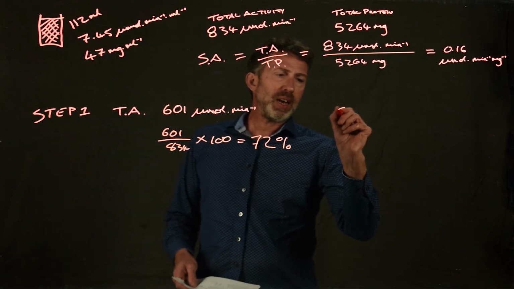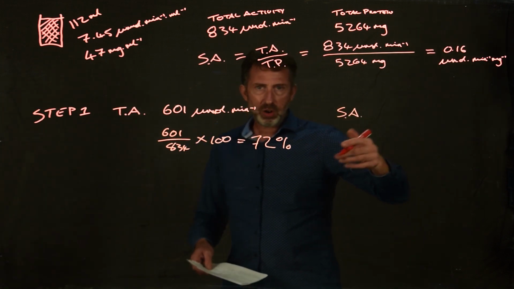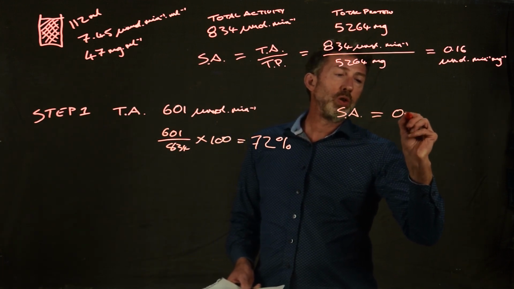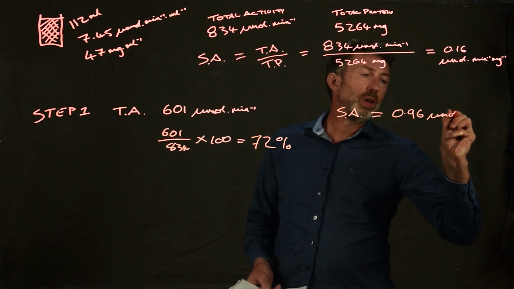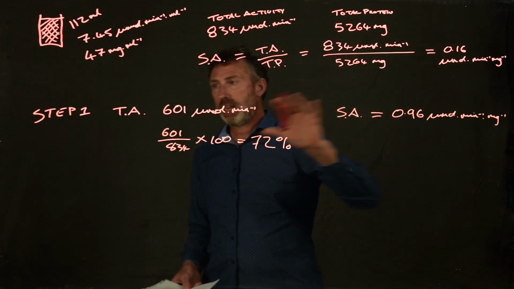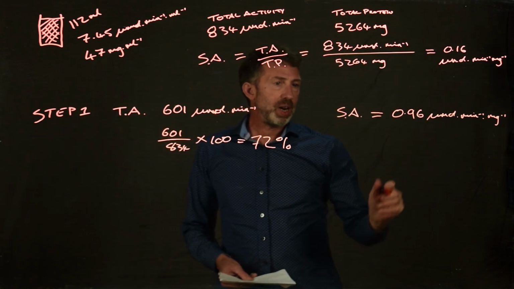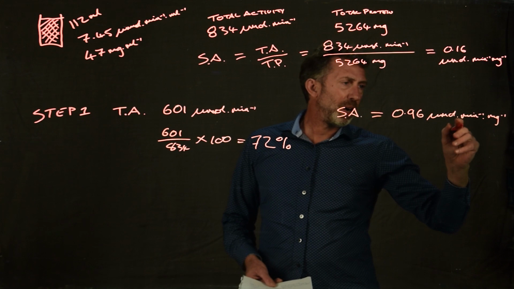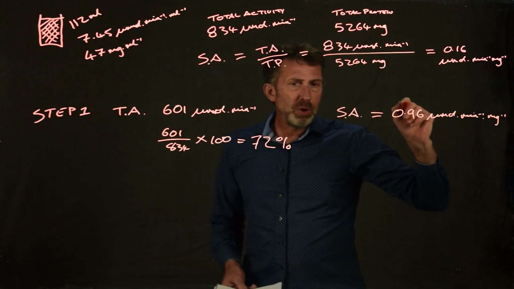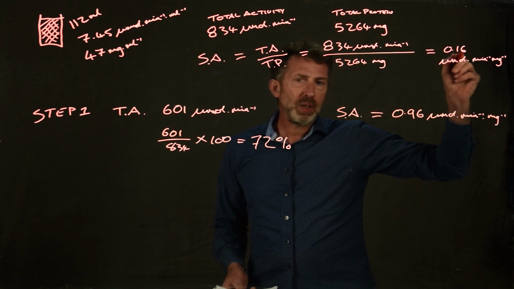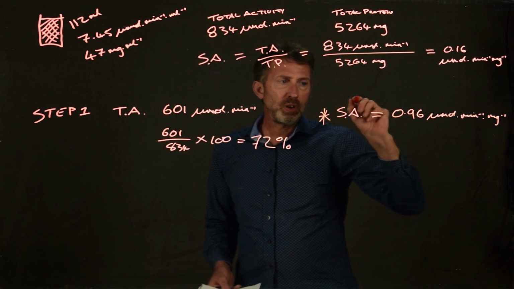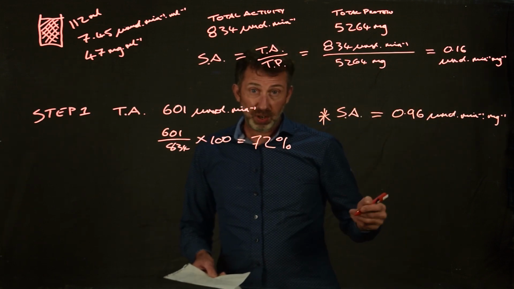Let's imagine that the specific activity of the material that we have after purification there. So let's say the specific activity was equal to 0.96 micromoles per minute per milligram of protein. So we've done exactly the same calculation on the stuff we've got after step 1 here, and we've got 0.96 micromoles per minute per milligram. This stuff here after step 1 has got more enzyme activity per milligram of protein than this stuff here. In other words, this stuff is more pure because it's got more activity per milligram of protein, which is terrific.